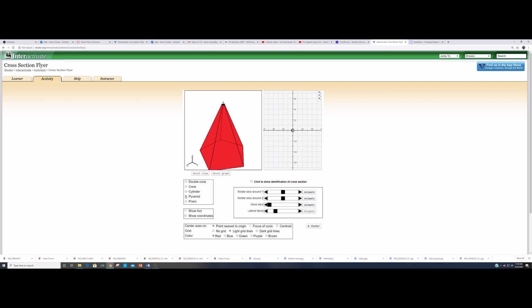If I switch over to a pyramid and I do the exact same thing, notice if I have a pentagonal pyramid and I slice higher or lower, the shape stays the same, but the size keeps changing. The horizontal cross sections of a pyramid are always going to be similar to the base. In other words, they're going to be the same shape, this pentagon, but they're going to be different sizes. And that's going to be the same regardless of what the original shape was.